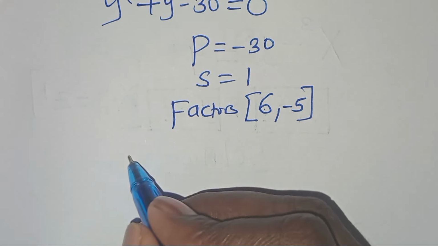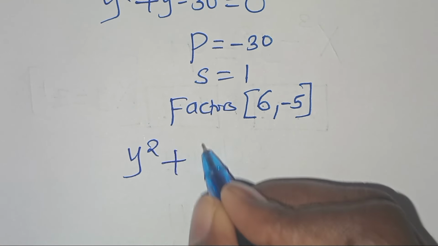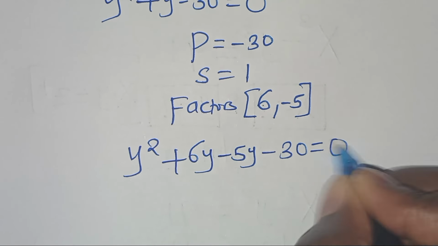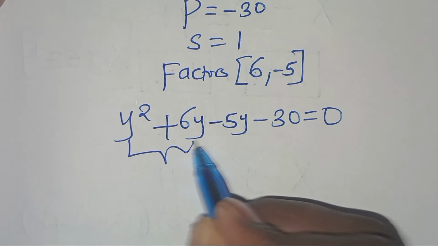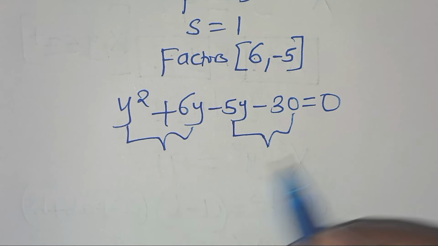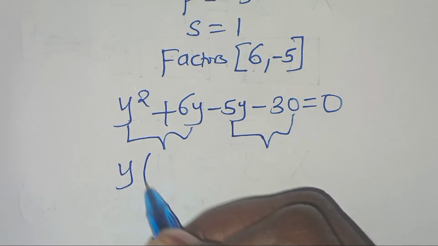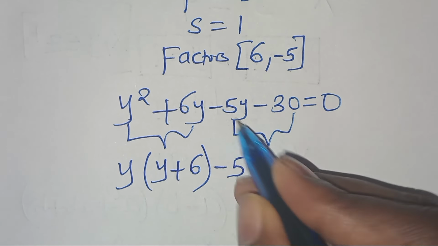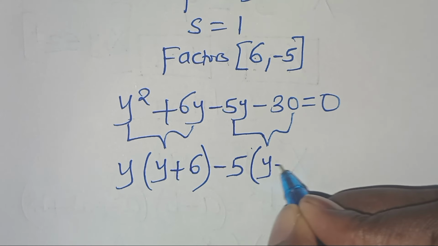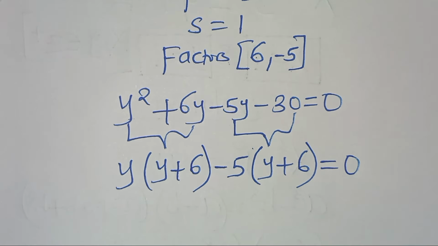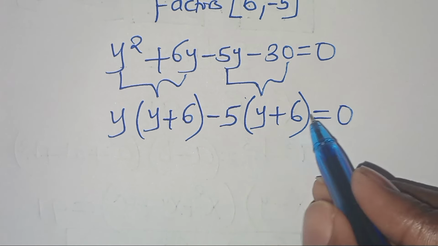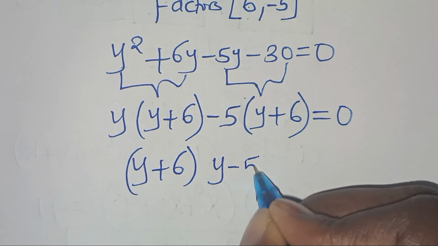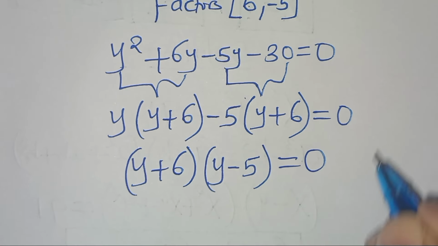So we can substitute these two factors, so that we have y squared plus 6y minus 5y minus 30. This is equal to 0. So we have got two parts here, so that now y is common here. We can factor out y, so that we have y plus 6. Then subtract 5. 5 is common in the second part here, so that we have y plus 6. This is equal to 0. So y plus 6 is common here. We can factor out y plus 6. Then we have y minus 5. This is equal to 0.